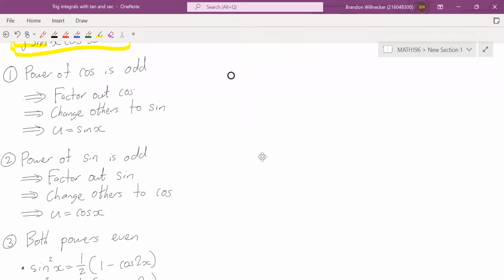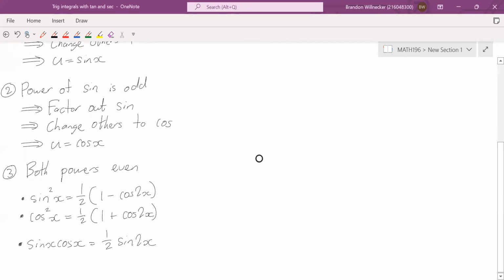If the power of sine was odd, then we would factor out a sine, change everything else to cos, and then use the substitution u equals cos x. Okay, that was the second case. And just by the way, if both powers are odd, then of course you can use either of these methods, they'll work. So if cos is odd and sine is odd, you pick one or two, it doesn't matter.